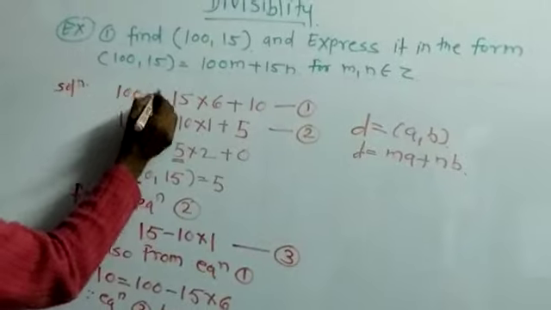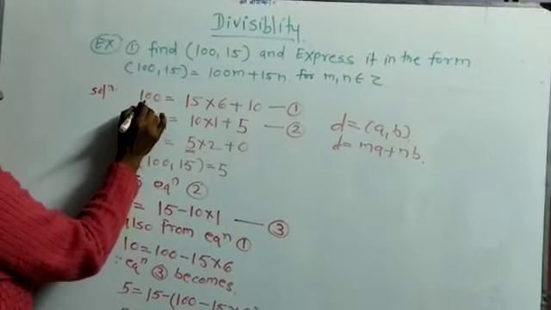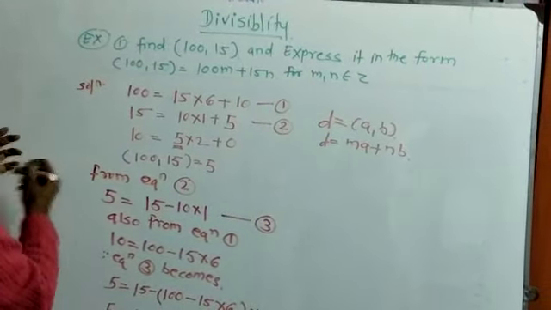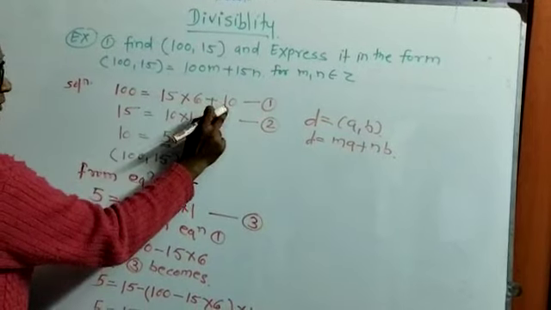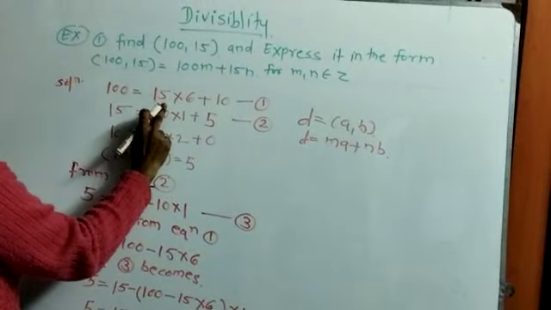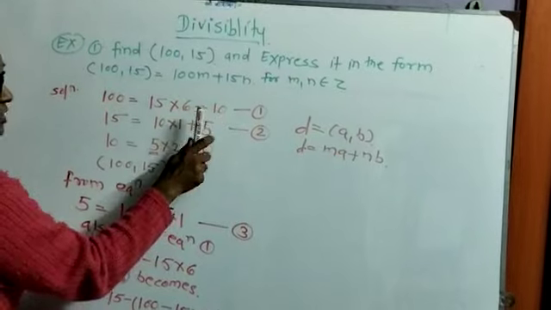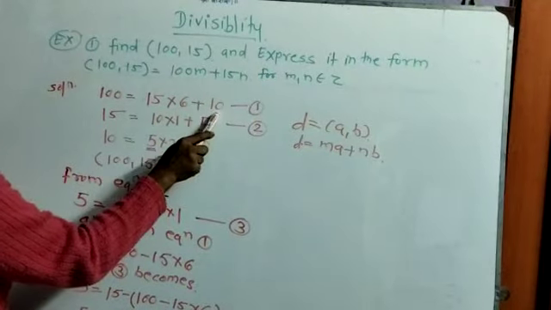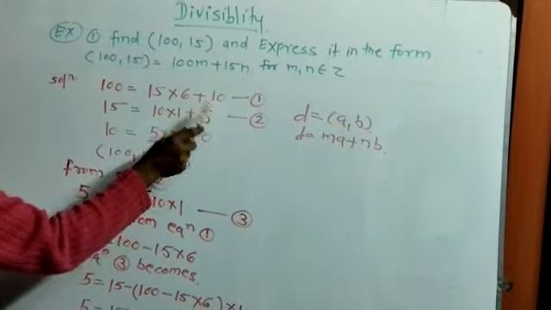For 100 and 15, how do we find the GCD? Here the lowest number is 15. So we write 100 in terms of the number 15 plus remainder. We write 100 equals 15 into 6 plus 10. So this 10 is your remainder. Now the remainder is always positive.